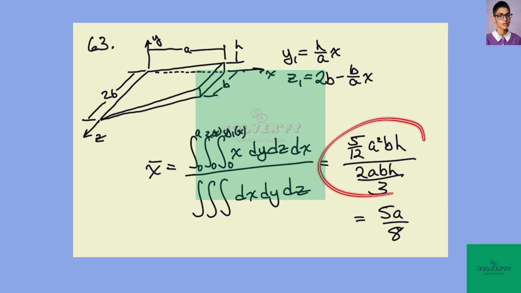And the ratio of those two things is our centroid away from this axis, and it is 5a all over 8. So it really only depends on a. So however long this is, it's going to be 5/8 of however long this is.